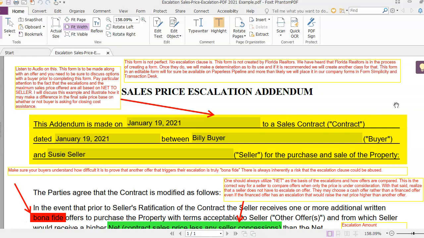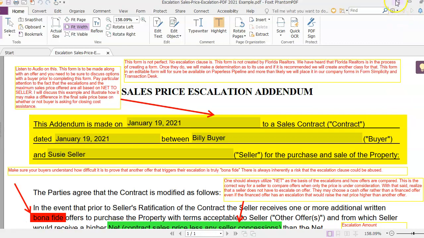There are many of them out there floating around. One has not been created currently by Florida Realtors. However, one is being created, we believe, but it won't be happening anytime like tomorrow. We wanted to get you this one. We have seen some of the very basic escalation addendums out there, which are fine, but I've seen some dangers in those.